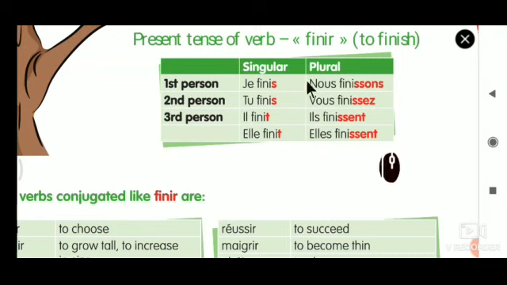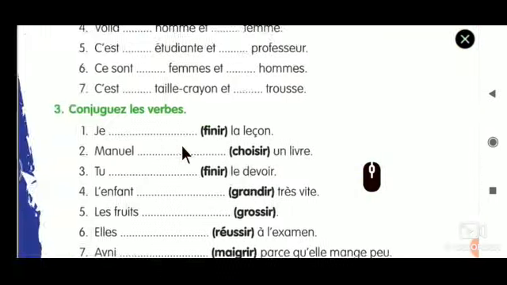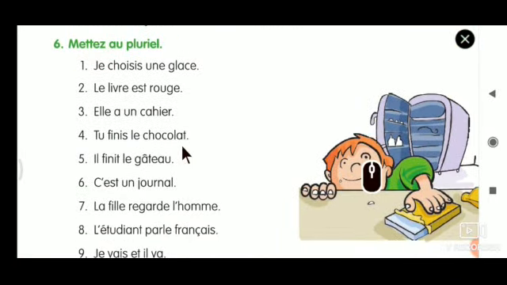As you change je to nous, you also have to follow the verbs ending in is, which should be changed to issons. So these things you have to do. The same thing you have to follow when it comes in exercise number 6.